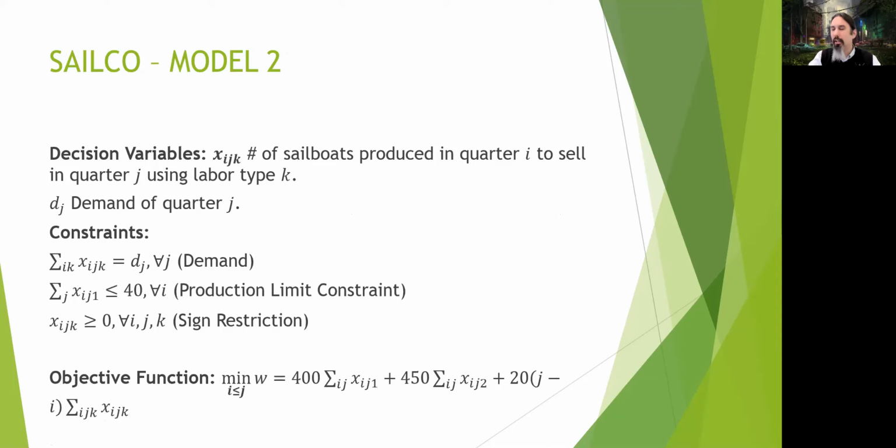Or in here, K is 1 is normal time. K is 2 is overtime. But it's all up to you. So in here, these indices, I, J, and K, will define what we are doing, okay?